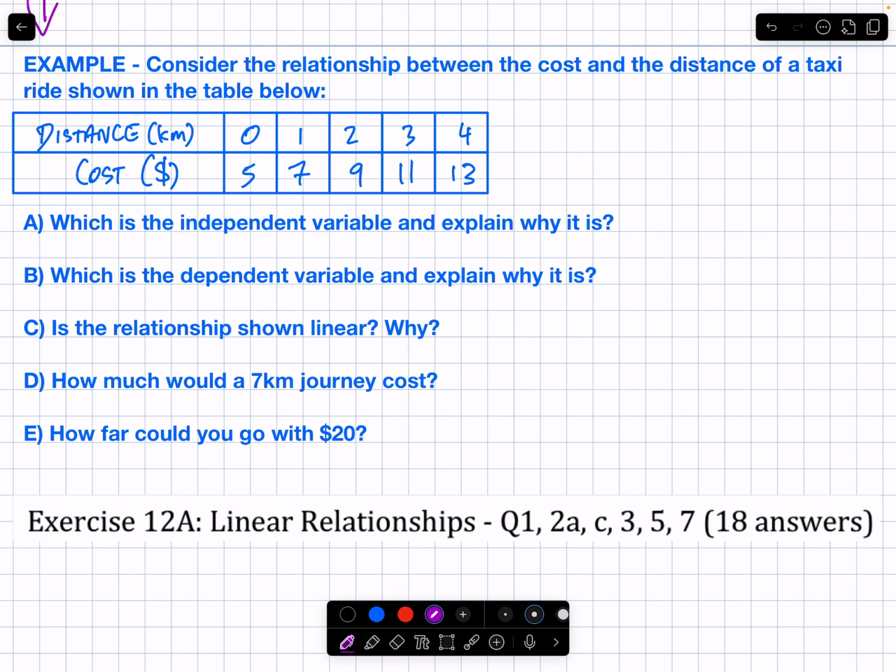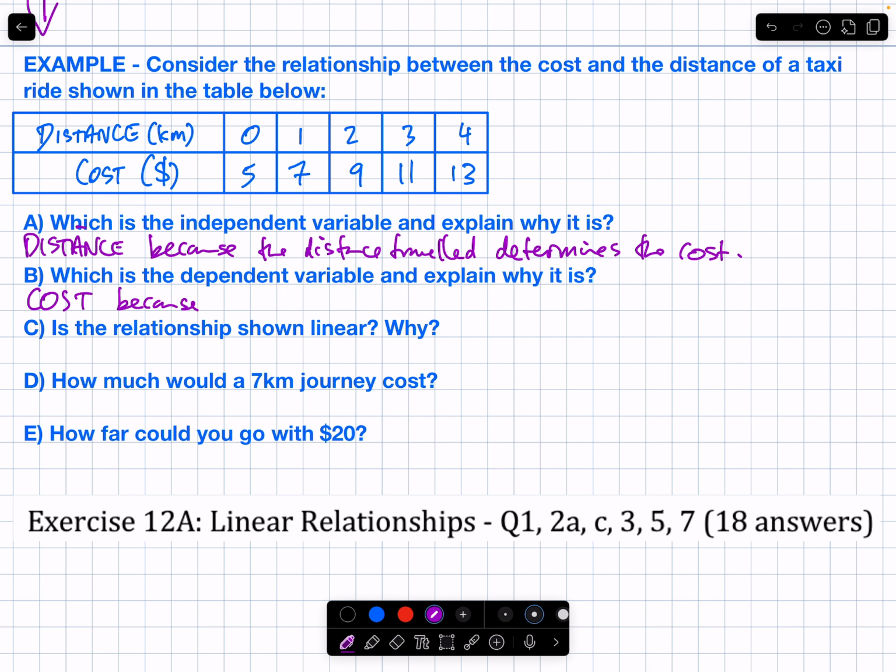The independent variable is going to be the distance because the distance traveled determines the cost. Which is the dependent variable, the cost, because it changes depending on distance traveled.